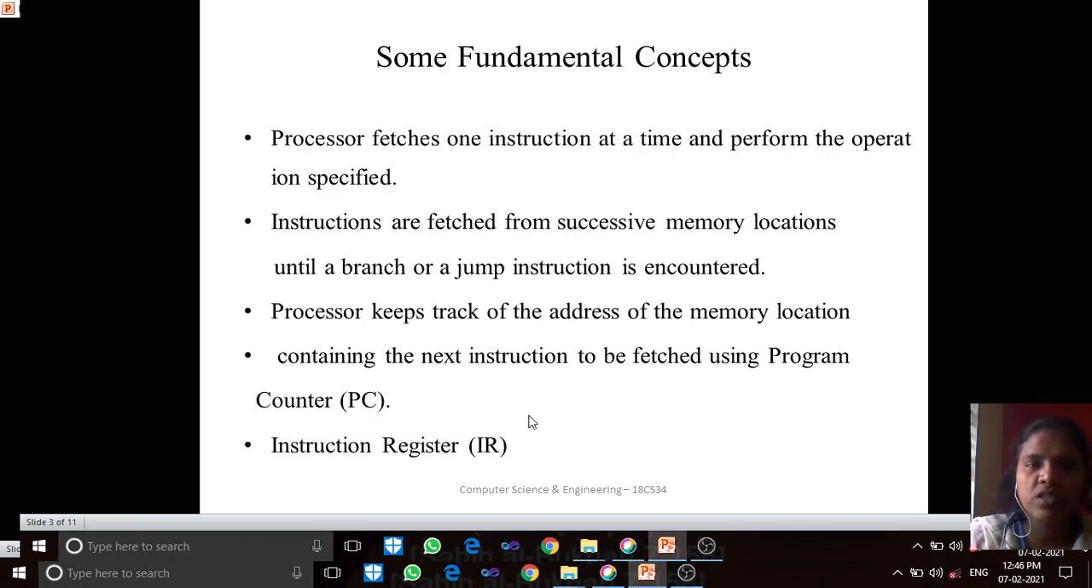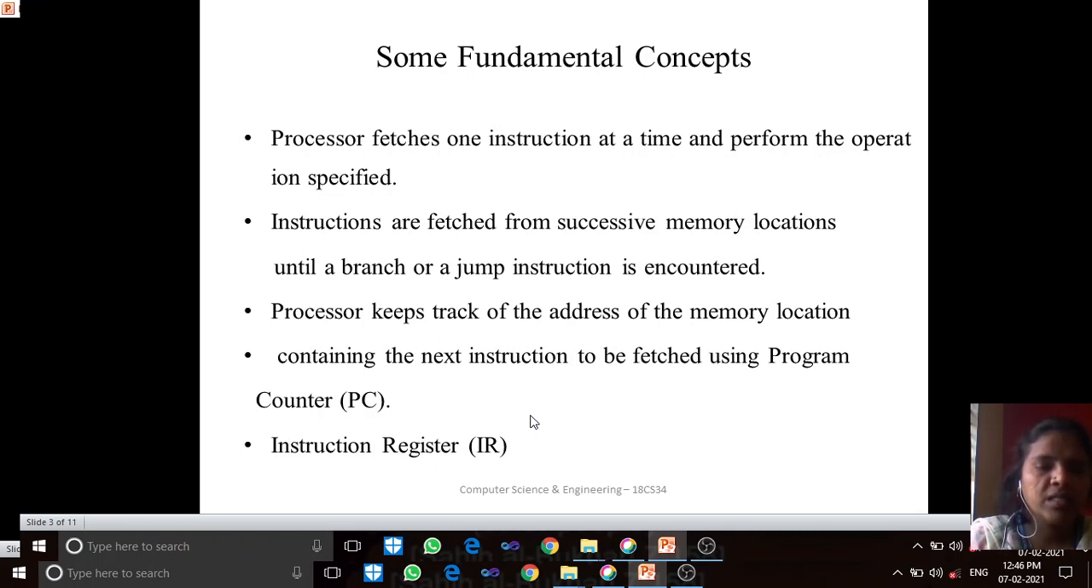Firstly, the processor fetches one instruction at a time. It performs the operation specified. Fetch is nothing but read: it reads instruction by instruction, and instructions are fetched from successive memory locations. You can envisage memory as an array of contiguous bytes, so it depends on the word length. If the word length is 32 bits, one word comprises 4 bytes. If the word length is 16, one word consists of 2 bytes.